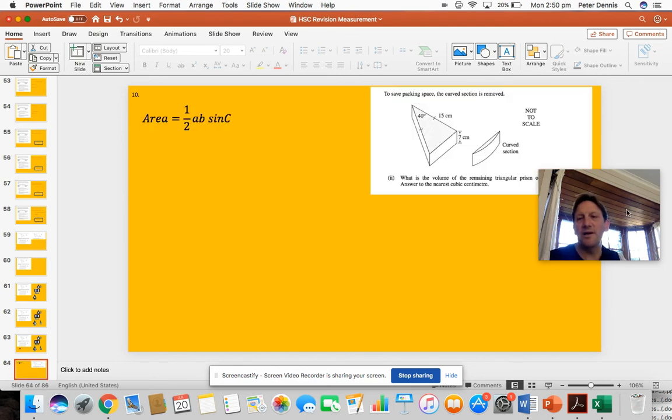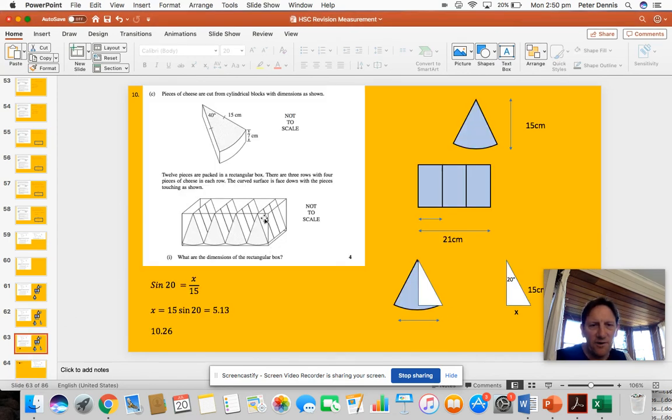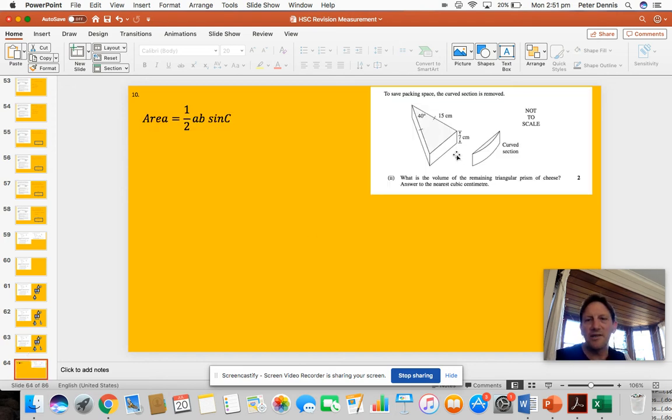Next question. To save on packing, because obviously when you pack it like this, you've got all this wasted space here, wasted space, wasted space. You've even got a little bit of wasted space down the bottom here. So to save on packing, they are going to cut that little part off. What is the volume of the remaining rectangular prism of cheese? Answer to the nearest cubic centimetre.